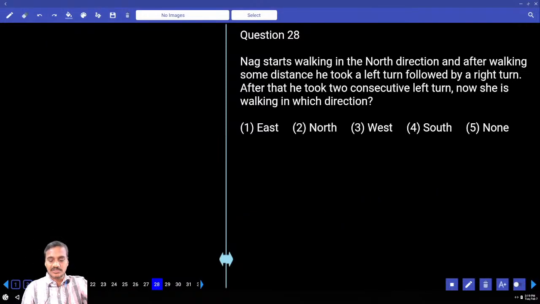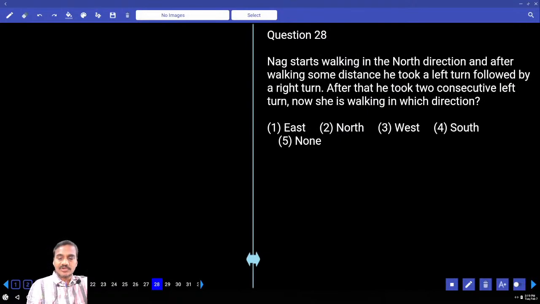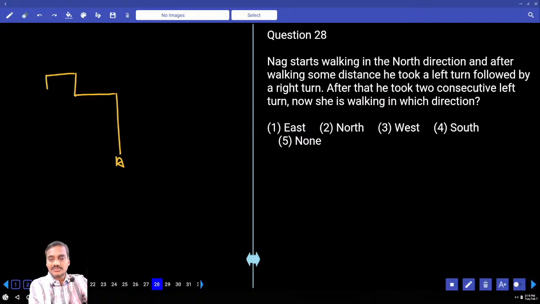Nog starts walking in the north direction after walking some distance. Now let us take this as the starting point of Nog. From here, he has traveled some distance and took a left turn followed by a right turn, and after that he took 2 consecutive left turns. Now she is walking in which direction? Tell me in which direction this person is moving? South. And south, that is choice 4, question number 28.